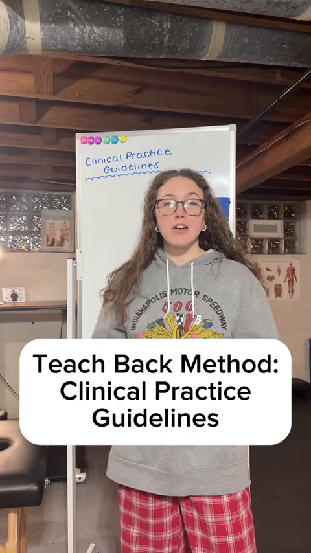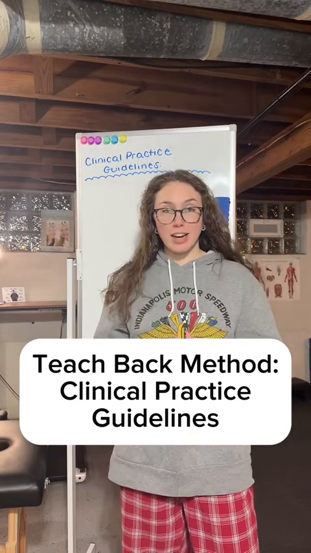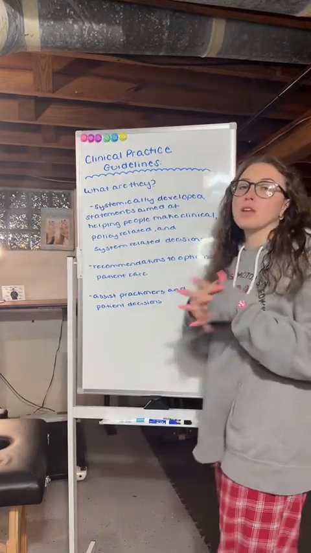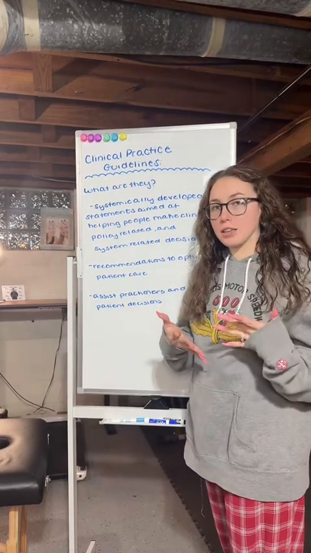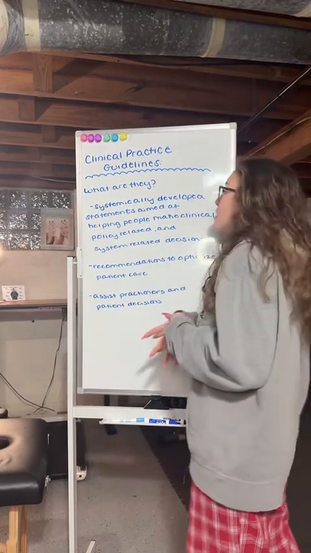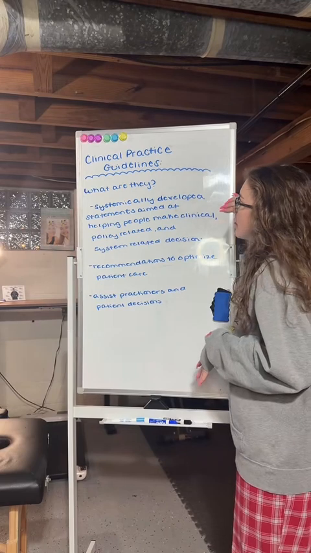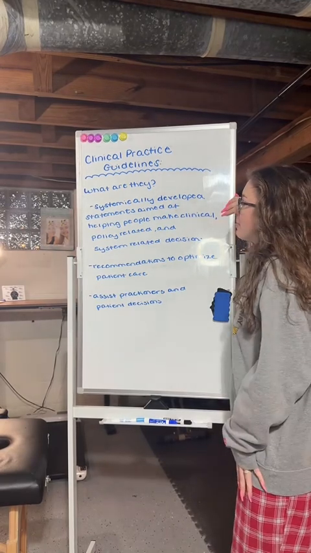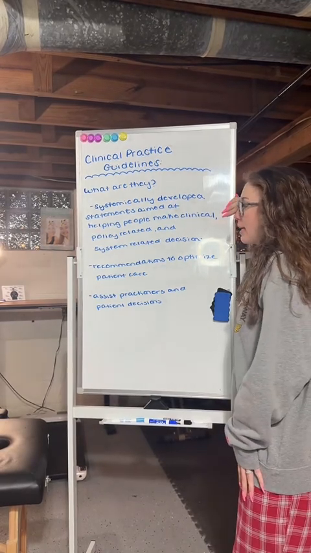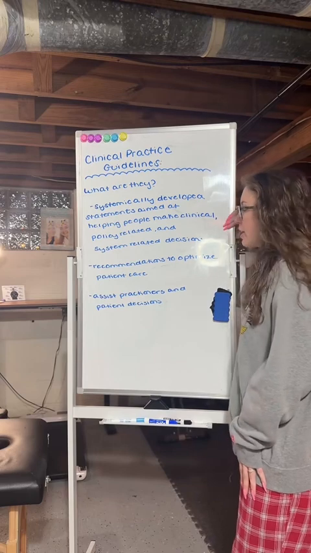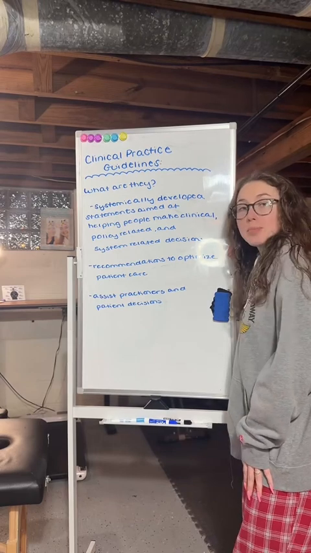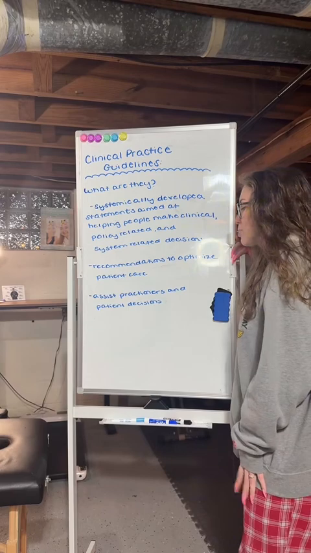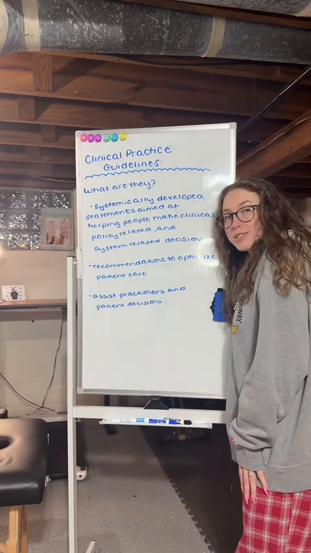For today's video, I'm going to be discussing clinical practice guidelines. Let's break it down. So, what are clinical practice guidelines? Here are a few definitions. They are systematically developed statements aimed at helping people make clinical, policy-related, and system-related decisions. They are recommendations to optimize patient care, and they assist practitioners and patient decisions.